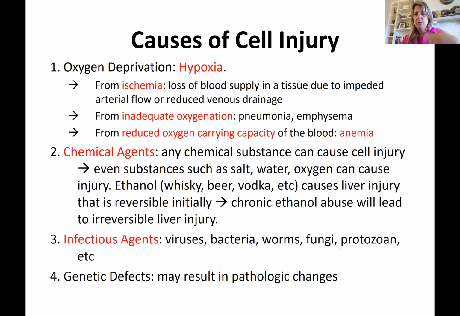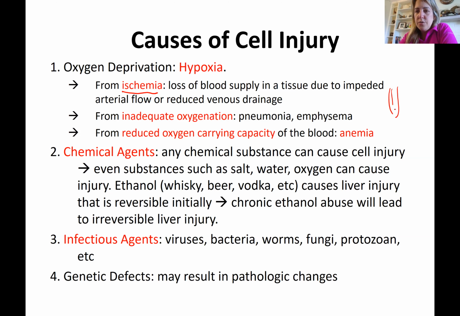Now, what are some of the ways? So some causes of cell injury. Some causes of cell injury is going to be number one, oxygen deprivation. So we just talked here about the heart. So oxygen deprivation is called hypoxia. Hypoxia means low oxygen. There are three ways that we can have hypoxia in the tissue. Number one, from ischemia. Ischemia is loss of blood supply to the tissue, okay? Because of impeded arterial flow or reduced venous drainage.